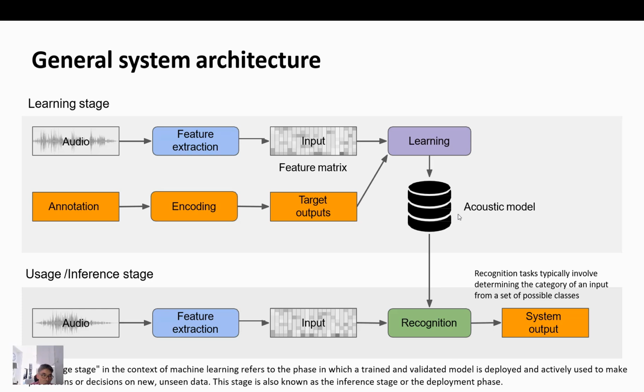And for the inference stage, okay, meaning that is what we call the deployment stage on the unseen data set. All right. So we also do feature extraction. We create the inputs, which is in terms of matrix, do recognition, and give the system outputs. All right. So the usage stage, in the context of machine learning, is where a trained and validated model is being deployed. Okay, so actively used to make predictions, okay, on an unseen data set or a new data set.